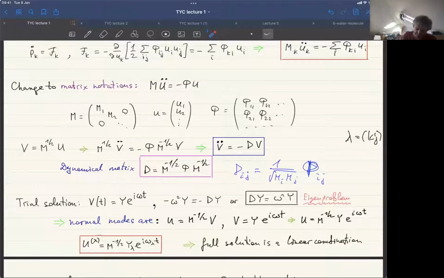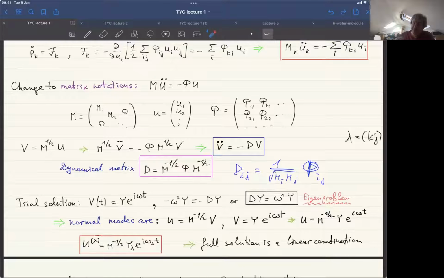How shall we do this? Look at this equation. In a one-dimensional case, that equation would look like this: v double dot plus dv equal to 0. This is a single harmonic oscillator equation. And the solution of this single harmonic oscillator in time, you would take as something like e^(i omega t), right? For a single harmonic oscillator, where omega squared would be the coefficient we had in front.